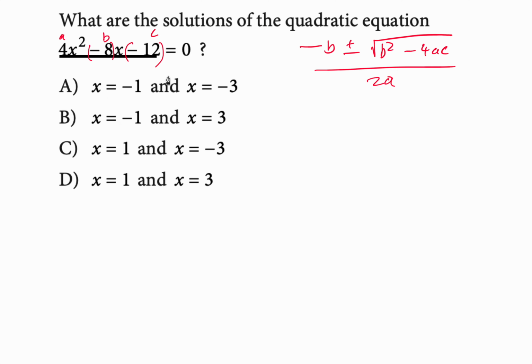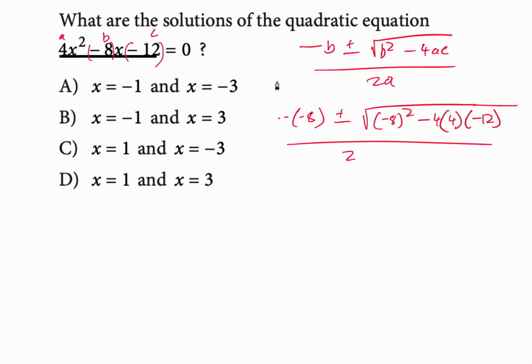So basically, in order for you to do this, you plug it in, right? So first, you have negative b. We know that b is negative 8. So we have negative 8 plus or minus the square root of b, again negative 8, squared, minus 4, a is 4, c is negative 12, right? And then the whole thing over 2 times 4. Okay, so that is the equation after we plug it in.